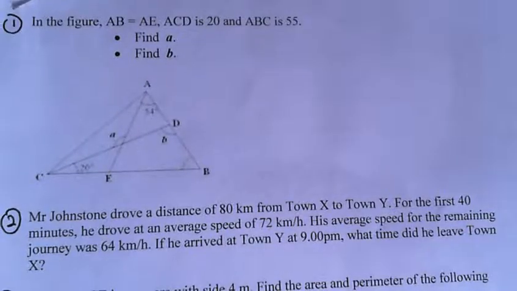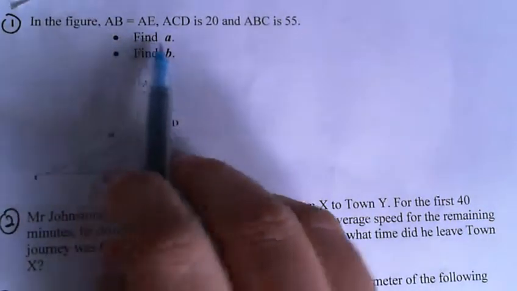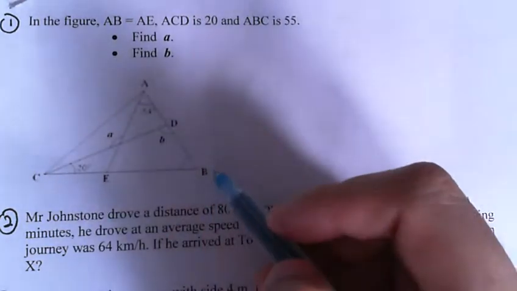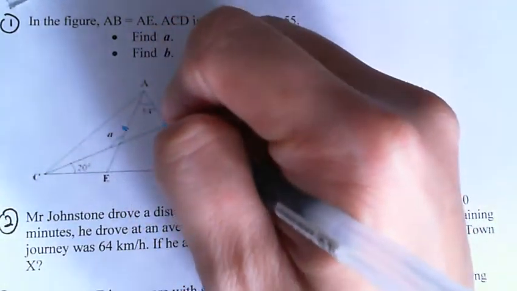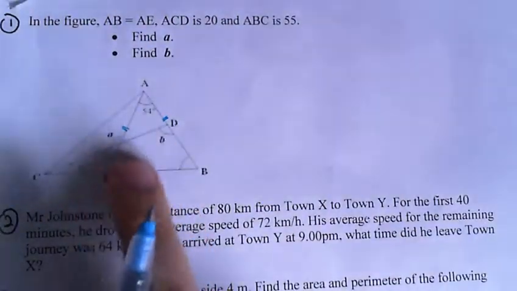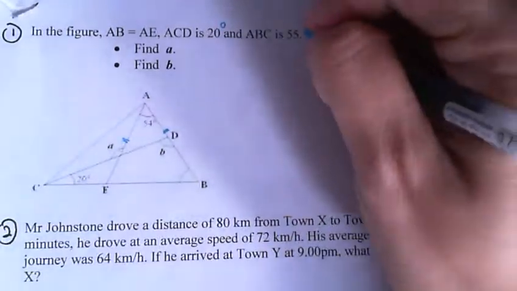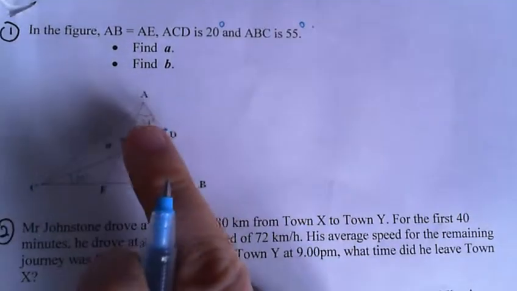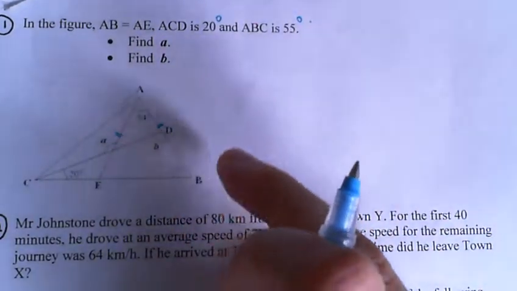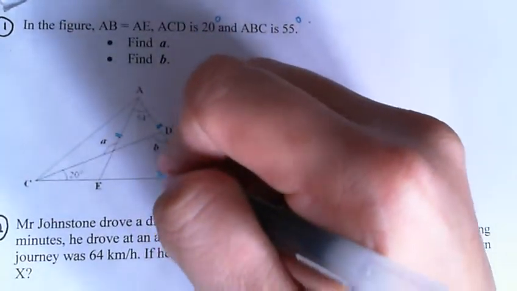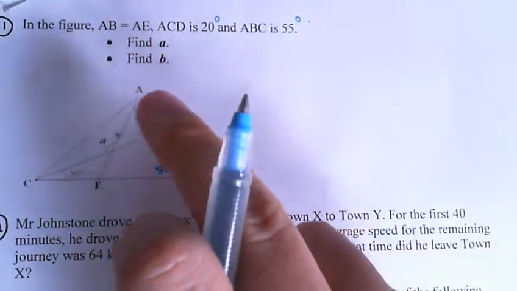Set 8, question 1. In the figure below, AB equals AE. So AB is the same as AE, so these two are the same. This makes an isosceles triangle. ACD is 20 degrees and ABC is 55 degrees. So this is 20, this is 55 degrees, ABC here. I write down all my information.